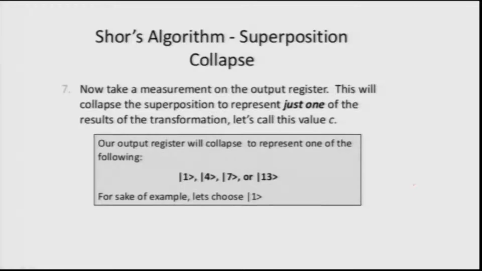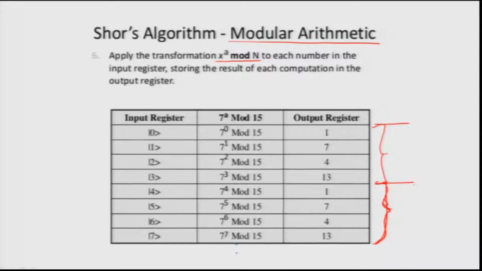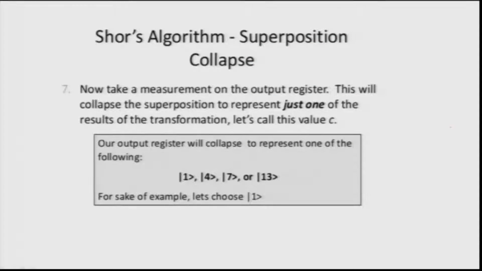Once we have gotten to this step, where we are all working with entangled qubits, we need to do a superposition collapse so that we can understand the result, because until the point we make the collapse, we do not have the result. And so, we take a measurement on the output register, and this will collapse the superposition to represent just one of the results of the transformation. If we call this value C, then our output register will collapse to represent one of the following: 1, 4, 7 or 13.